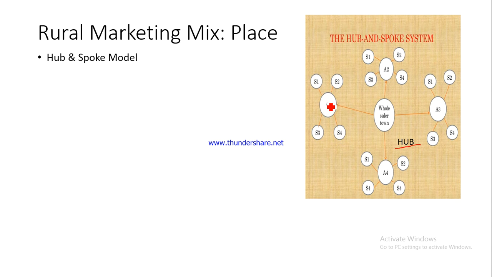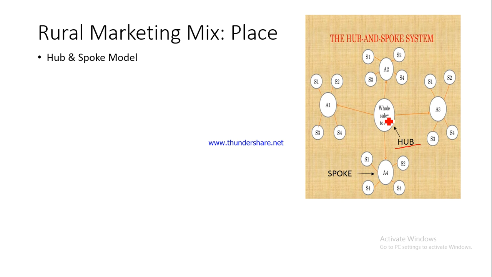the product is being sent to A1. Now this is the main town. From there the product is being sent to the smaller towns in the vicinity of the main town. So there are four such small towns, A1, A2, A3 and A4. So the product is being sent to them. From there, this small town wholesaler would supply it to retailers in the villages. So this is the hub and spoke model. So this is the hub and this is the spoke. Now A1, A2, A3 and A4 are the spokes.